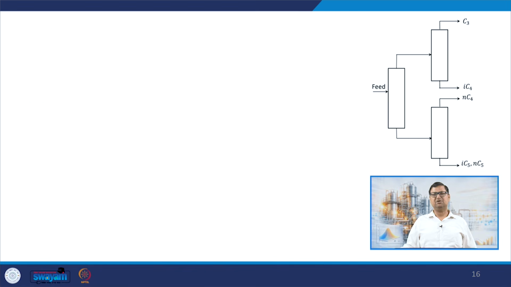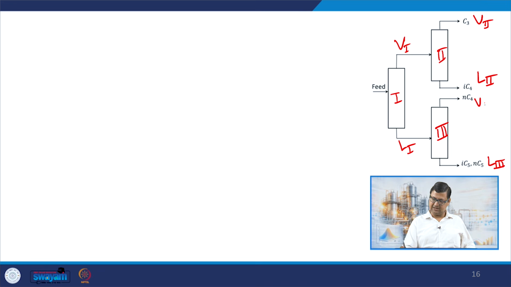You can try doing a similar example here. Here also you can call this column 1, column 2, column 3, but now the vapor of 1 becomes the feed to this. So I will call this some V2 and some L2, and the liquid of this becomes the feed to column 3. So I can call it some L3 and V3, and you can try doing the mesh equation for this case in a similar fashion that we have done for the other sequence.